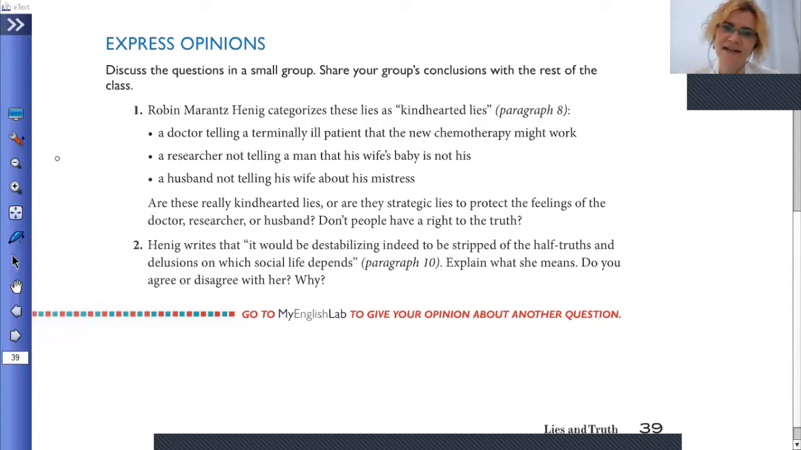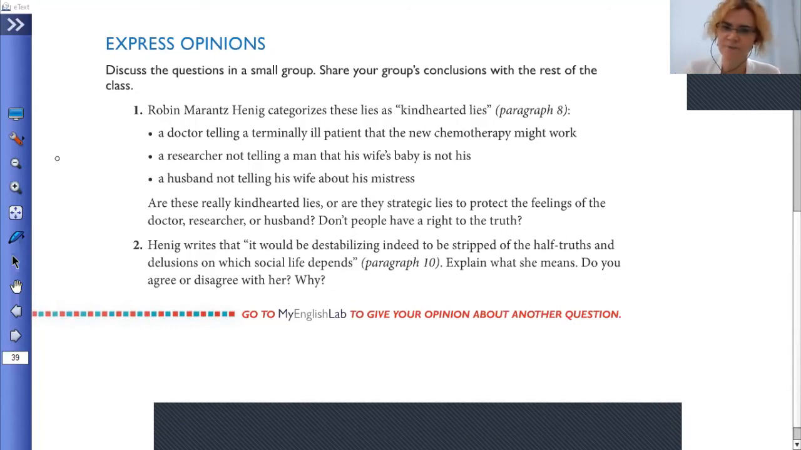Robin Moran's Henne categorizes these lies as kind-hearted lies. That is stated in paragraph 8. A doctor telling a terminally ill patient that the new chemotherapy might work, that's not sure. A researcher not telling a man that his wife's baby is not his. A husband not telling his wife about his mistress. Are these really kind-hearted lies? Or are they just strategic lies to protect the feelings of the doctor, the researcher, or the husband? Don't people have the right to the truth?